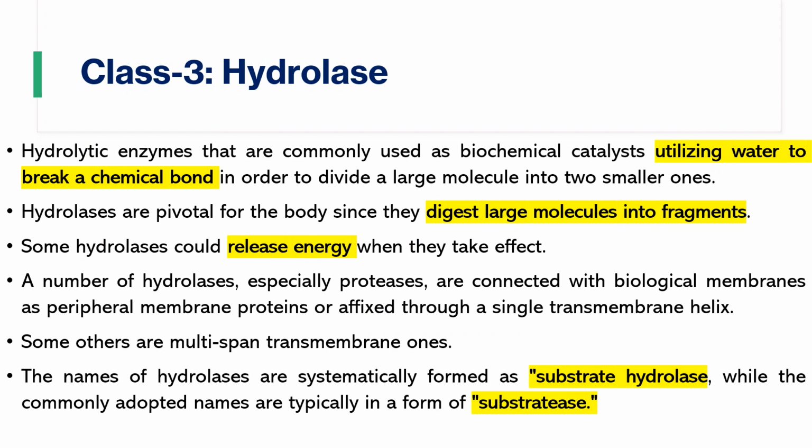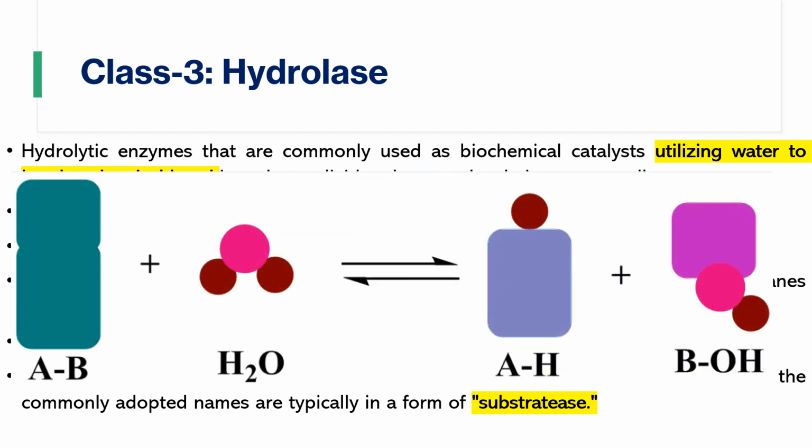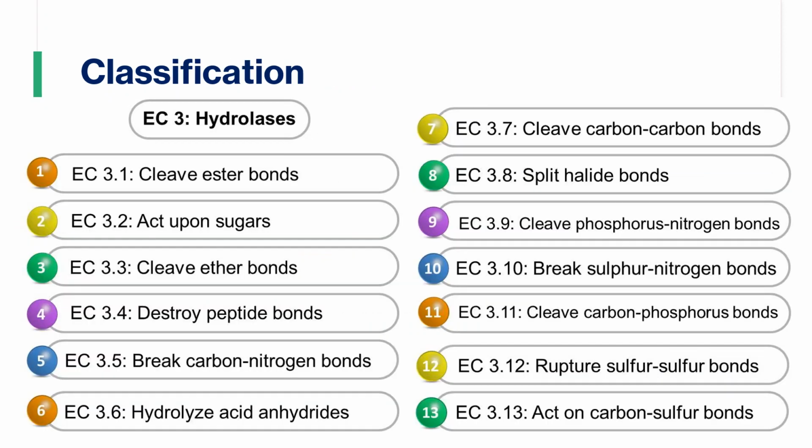Nomenclature of these hydrolases is substrate hydrolase. This is the common reaction where a molecule AB in the presence of water is going to be hydrolyzed. So A becomes AH and B becomes BOH. So in the presence of water, AB has been hydrolyzed. These are roughly the different subclasses of hydrolases.